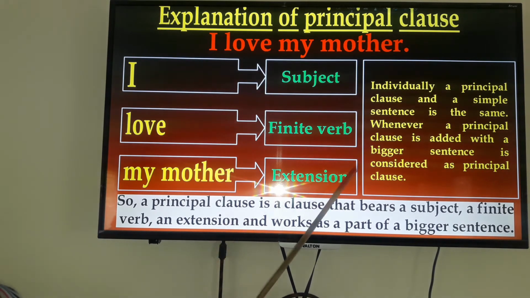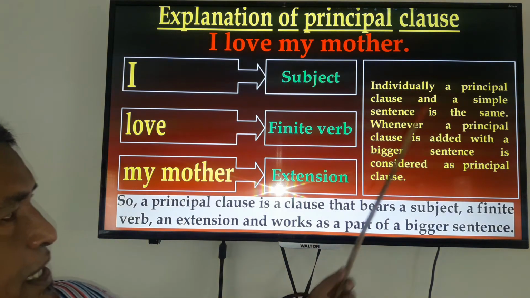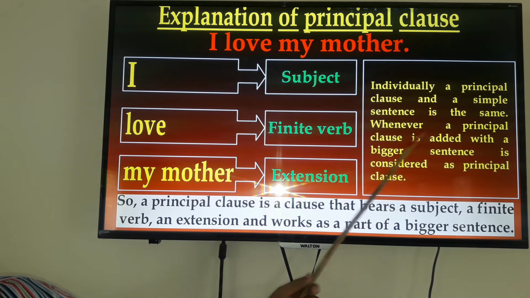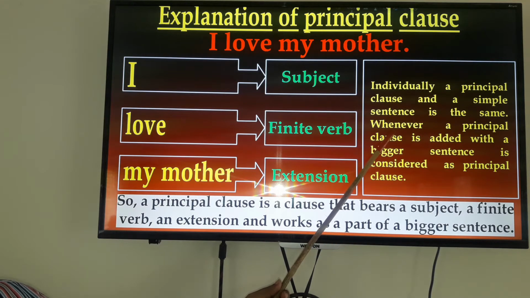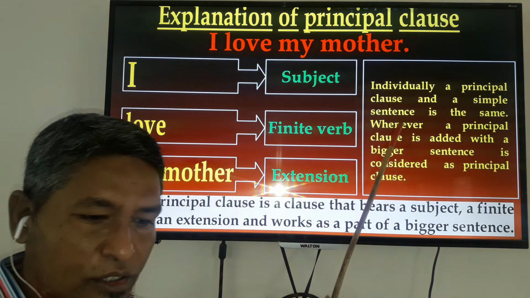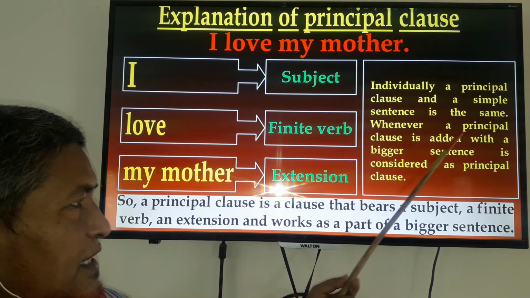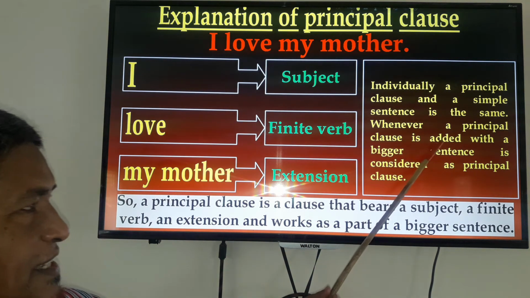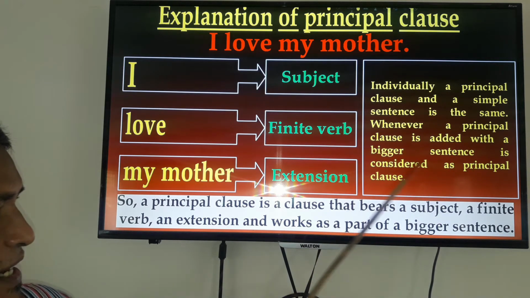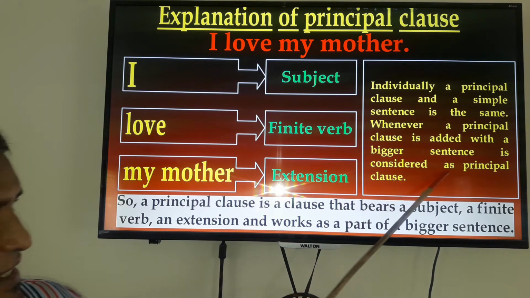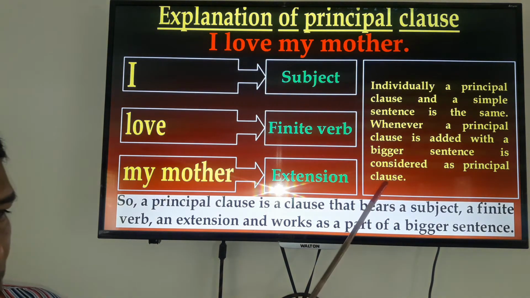Okay, so individually a principal clause and a simple sentence are the same. Whenever a principal clause is added with a bigger sentence, it is considered a principal clause.